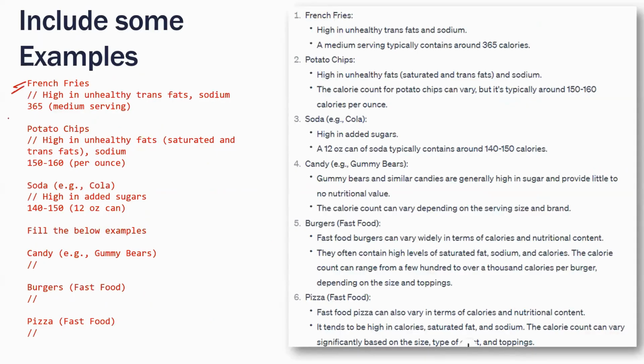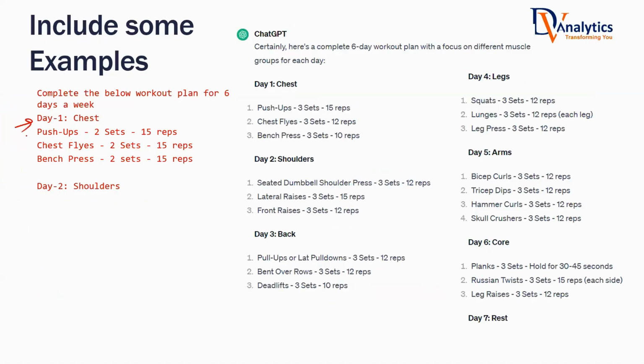When I say French fries, this is the explanation that I want and how many calories are there. Potato chips, explanation and calories. Soda, explanation and calories. Fill the rest of the ones. It'll try to give the explanation, try to fill the calories. When I say day 1, chest, and then these are the 3 sets, exactly in this manner I want. I want the activity name, I want the number of sets, and within each set, how many repetitions I want to do. I just fill day 1 and then day 2 onwards.